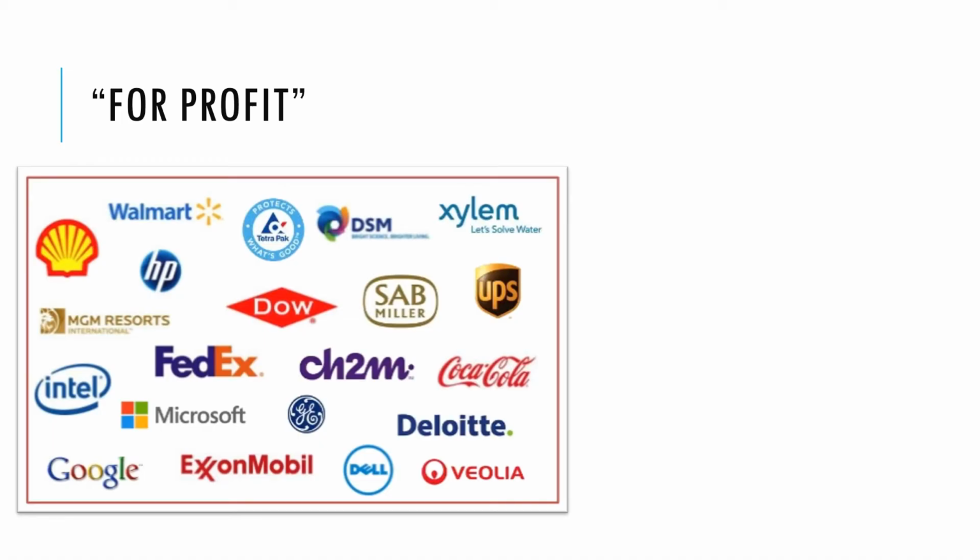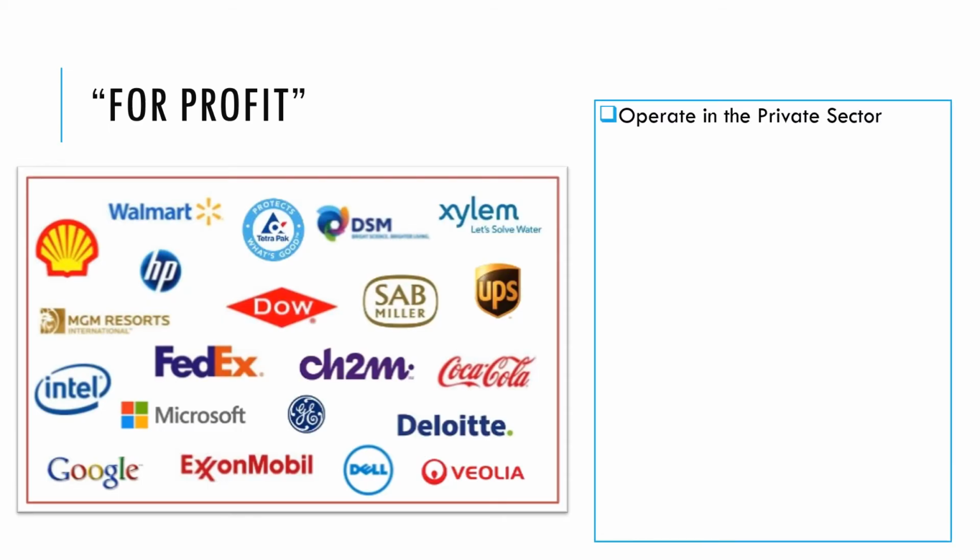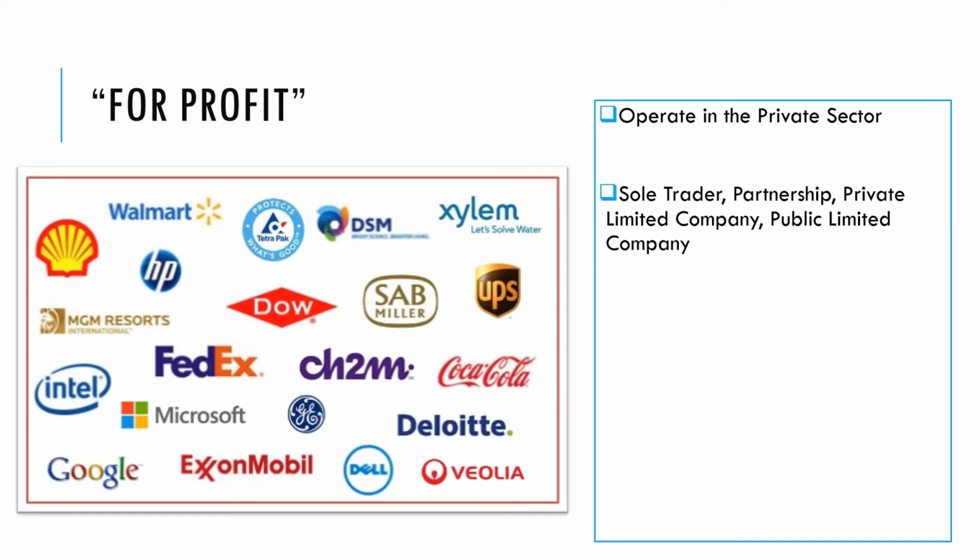We often sometimes talk about for-profit businesses and not-for-profit businesses. Here are some examples of businesses that we would describe as being for-profit. So they normally operate, the vast majority operate in the private sector. Some examples would be sole traders, people going it alone by themselves, a small little business, or maybe a partnership. Private limited companies, where they've registered the business with the government and have shareholders, or a public limited company, a very large company where shares are available for members of the public to buy and sell on the stock exchange.